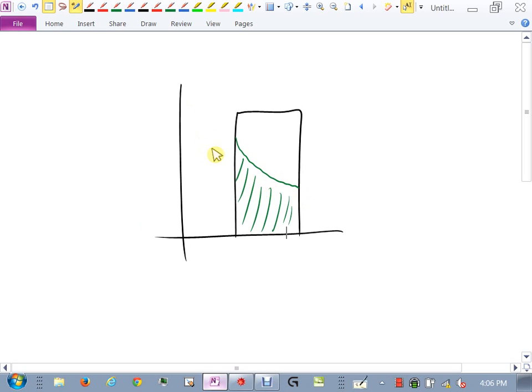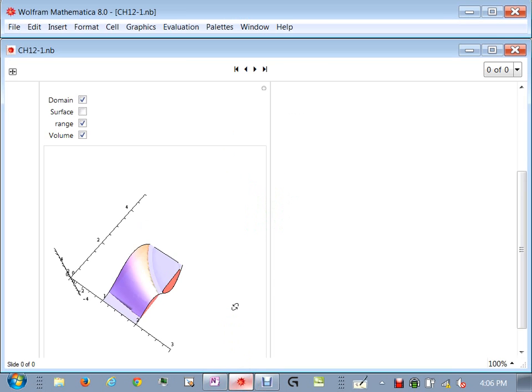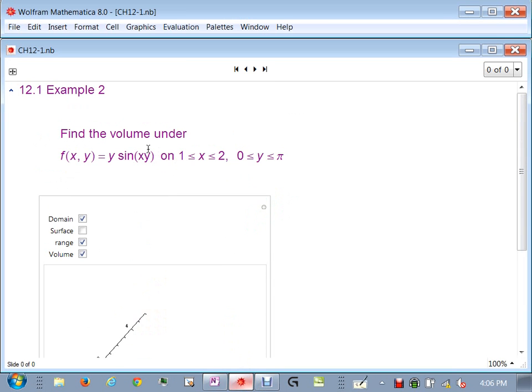Okay. But to find that curve, you'd have to set the function to 0. Set the function to 0, which is not as easy as it may look. All right.